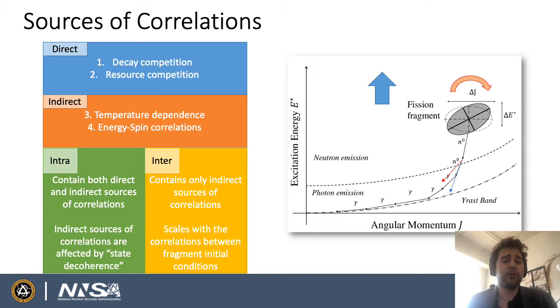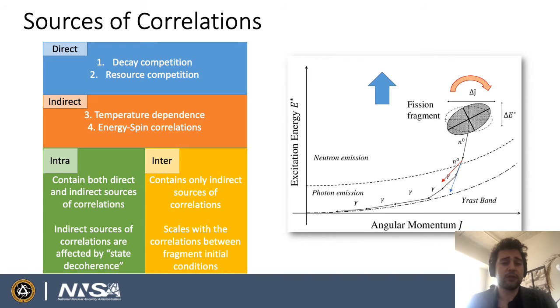but they're both correlated to the same fragment properties. In this case, these fragment properties could be the temperature of the fragment or simply the initial energy of the fragment, which usually makes both particles of higher energy, or the angular momentum of the fragment, or the correlations also that exist between energy and angular momentum.